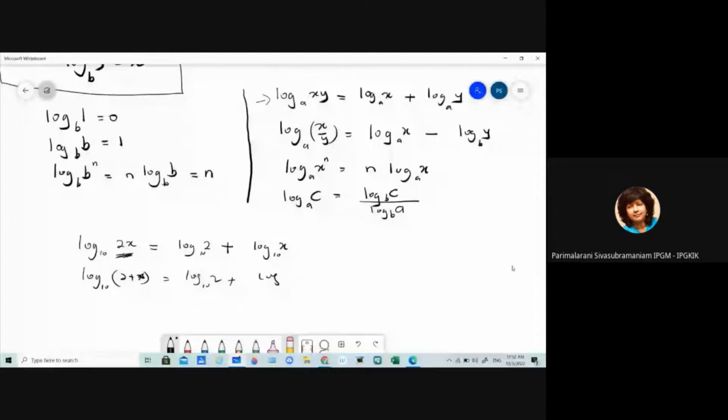When you have 2 plus x like this, then you must assume that this is one variable, 2 plus x. You cannot break this up, so don't make a mistake here. If you look at this, if you multiply or divide, you can expand. Plus or minus cannot be expanded.